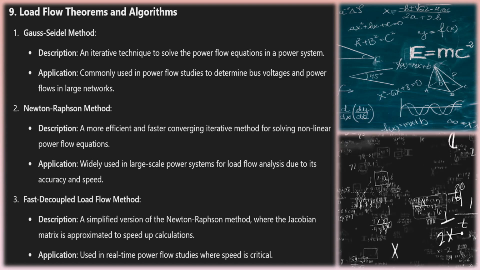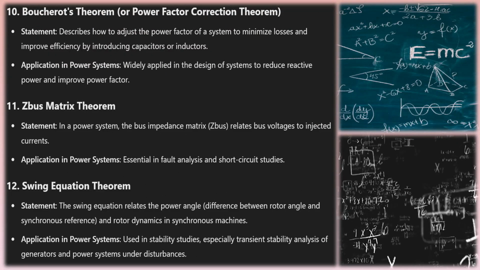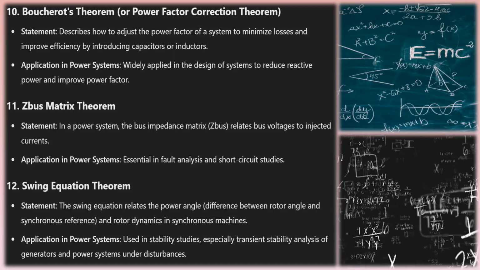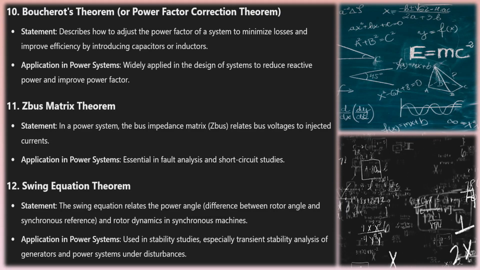Norton's theorem: any linear electrical network can be replaced by an equivalent current source in parallel with a resistance at terminals A and B. Application in power systems: it is often used for simplifying complex circuits in fault and load flow studies.